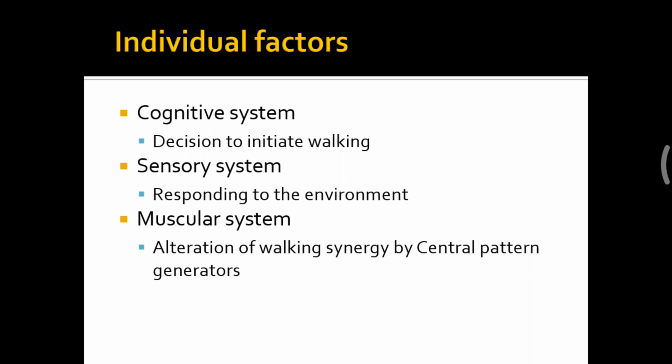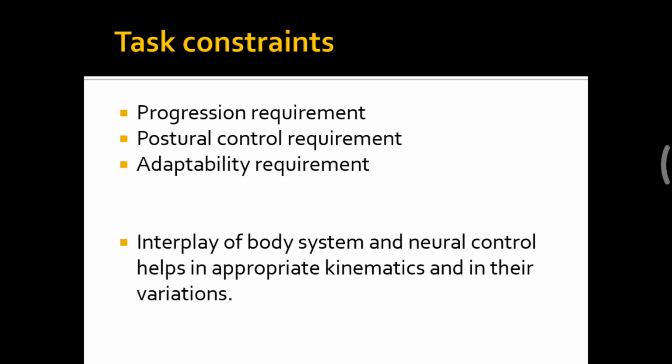So in summary, what we need to understand is gait is influenced by multiple factors. One is individual level factors like your cognitive, sensory, or musculoskeletal system. All these have to work together in order to produce proper activation, and that's how a gait would be able to initiate. Next is a task constraint. We saw that there are three different task constraints, and it's not just three. When you go to different environments, the constraints might be varying, but primarily you need to be capable of progressing forward. Your postural control should be good, and adaptability is required.